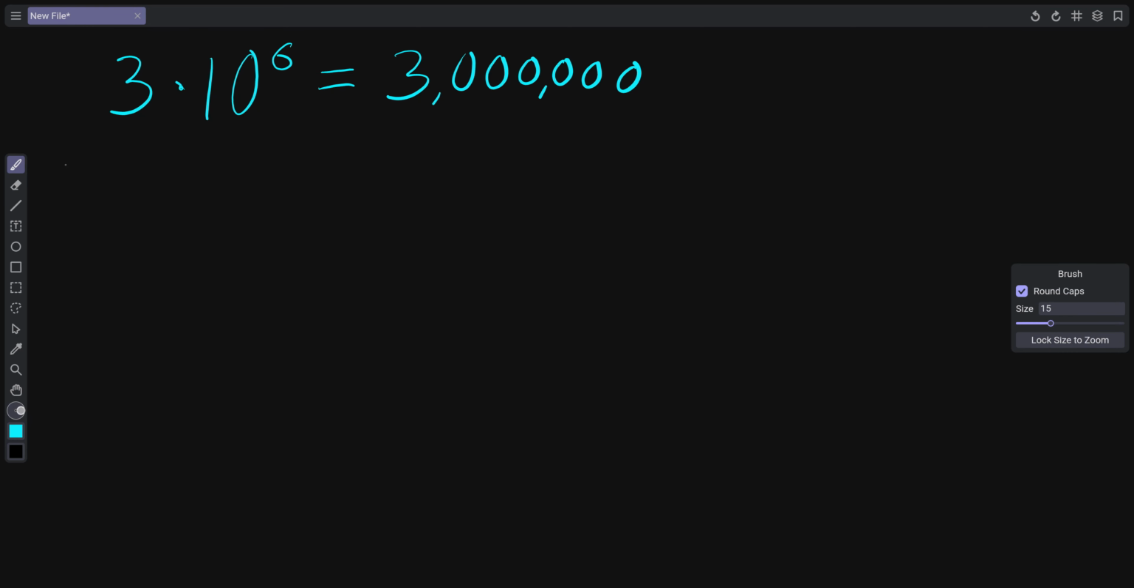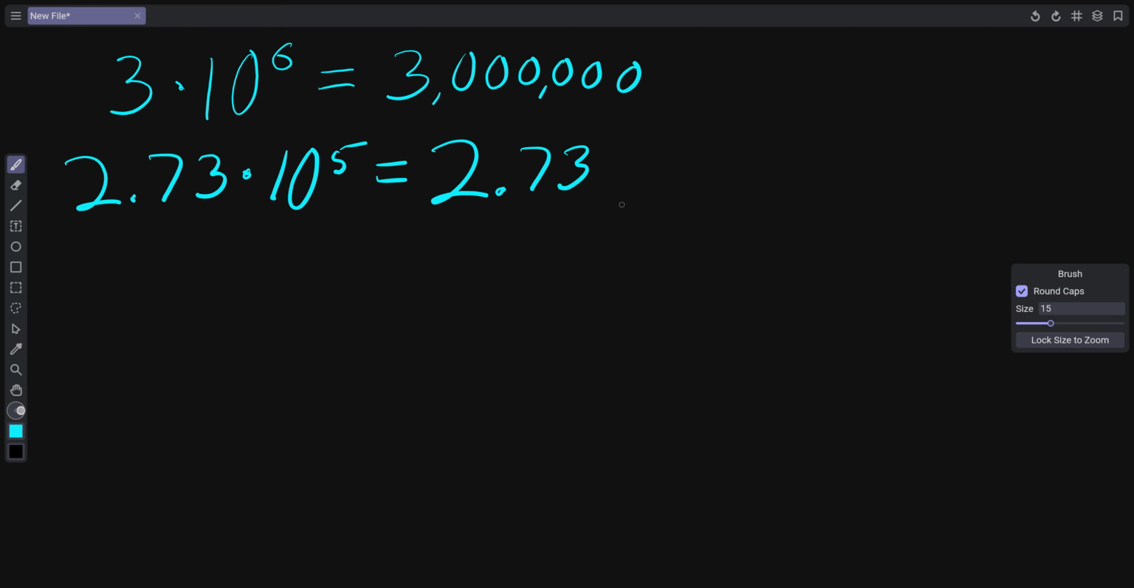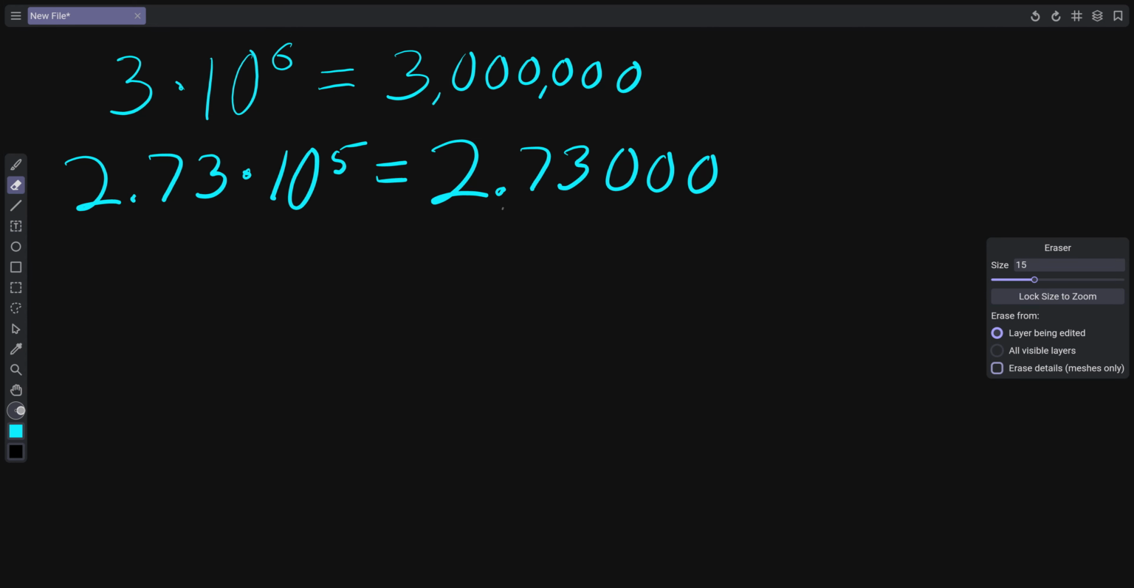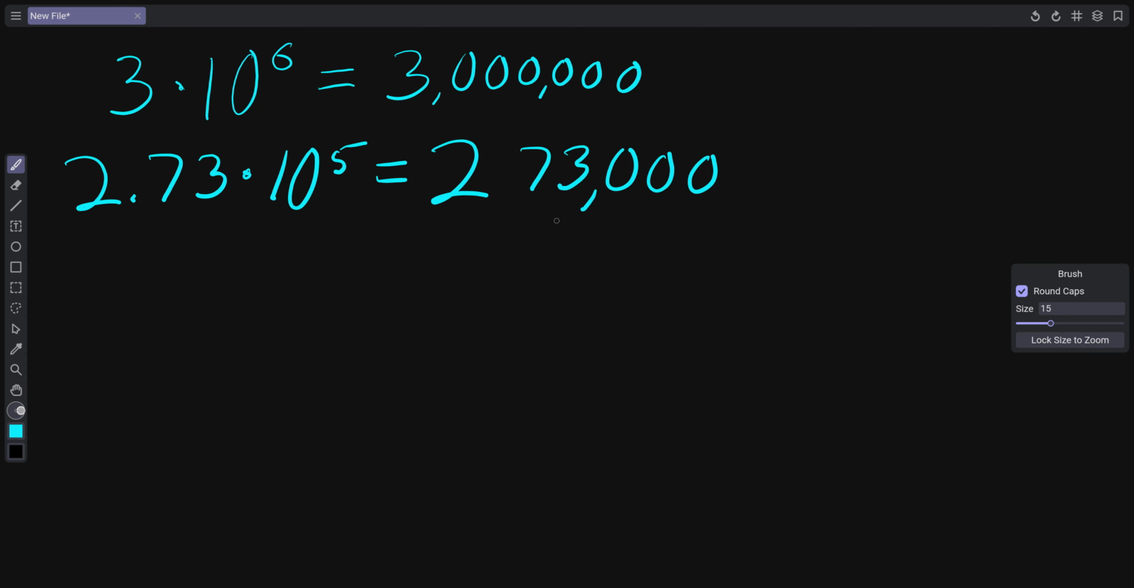Or let's say we had something like 2.73 times 10 to the 5th power. Well, we would do something similar. We would put the decimal where it is in that example, and we would move it 5 hops. So we would do 1, 2, 3, 4, 5 jumps. We would fill in zeros for each of the jumps that don't have a digit, and we would get 273,000 as our final answer.